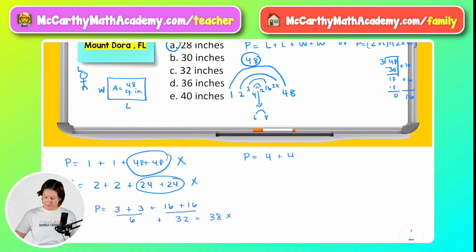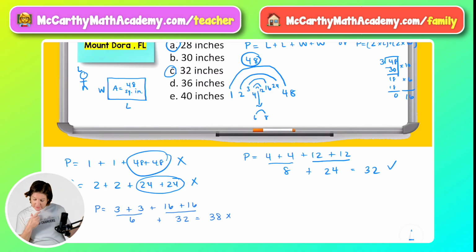A side of 4, a side of 4, a side of 12, and a side of 12. Okay, 4 and 4 is 8. 12 and 12 is 24. 8 plus 24 is 32. Is that an answer choice? It is, 32 inches. Our last option to try is 6 and 8.